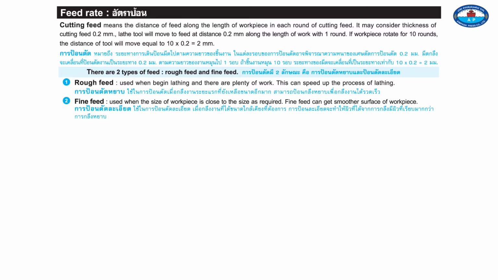There are two types of feed, i.e. rough feed and fine feed. 1. Rough feed. Used when beginning lathing and there is plenty of work. This can speed up the process of lathing. 2. Fine feed. Used when the size of the workpiece is close to the size as required. Fine feed can get a smoother surface of the workpiece.